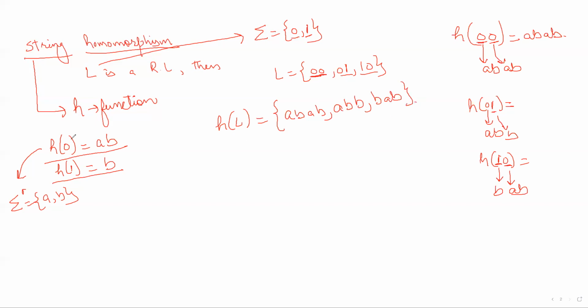Okay. So this is a function that takes one language on this input to another language on some other input. And this is a string homomorphism operation. And we are saying that if L is a regular language, then H of L is also a regular language. So if this is a regular language, this is also a regular language. And you have to prove that this is true. So this is the string homomorphism function, or we can say string homomorphism operation.